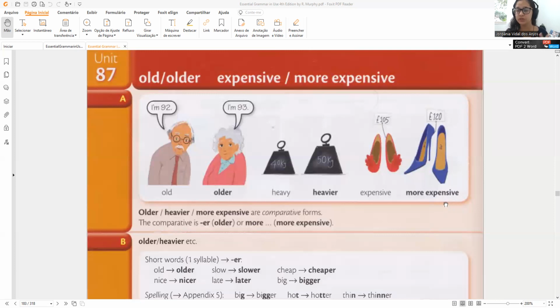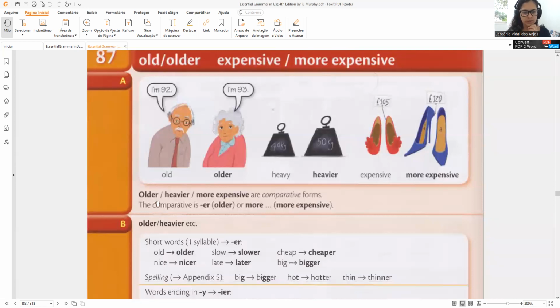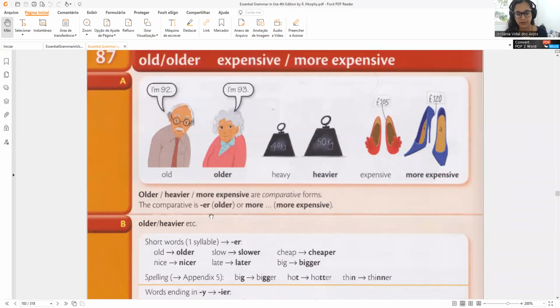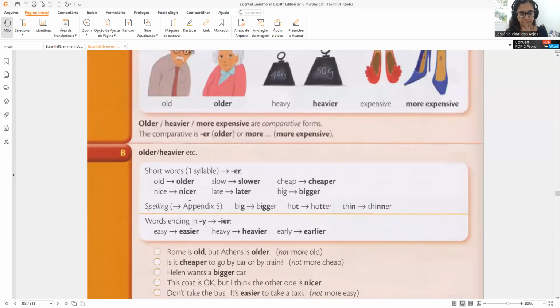Ok? So, para adjetivos longos, we use more expensive, more beautiful, for example. A gente vai usar more e o adjetivo na frente, e não a partículazinha er no final. Então, aqui, for example, older, heavier, or more expensive. Ok? Como nos exemplos. These are comparative forms, são as formas comparativas em inglês. Ok? Então, comparativo é er, como em older, ou então more, como em more expensive.